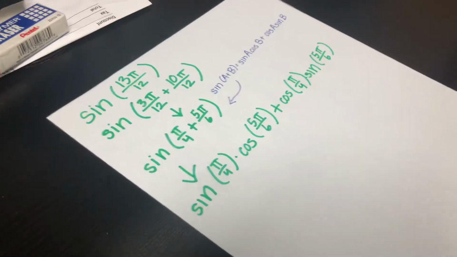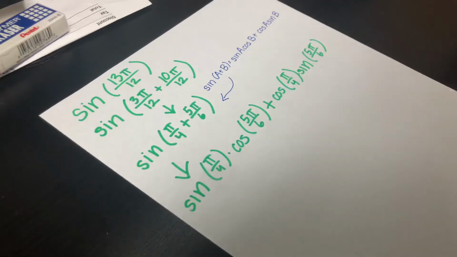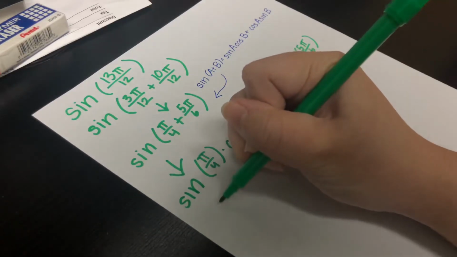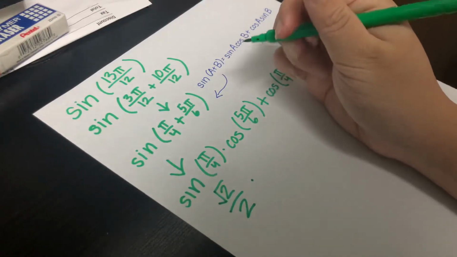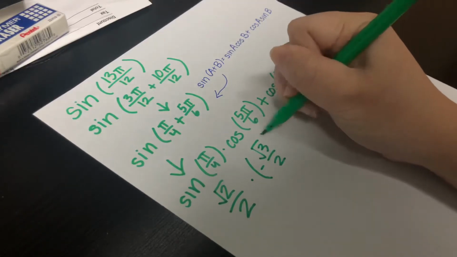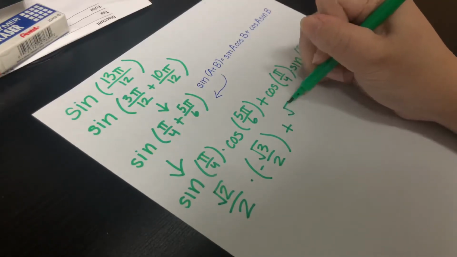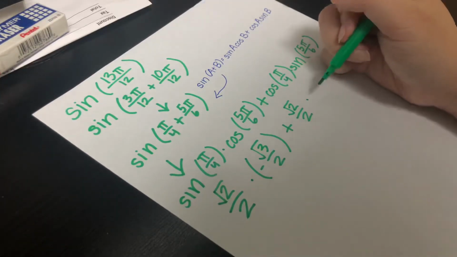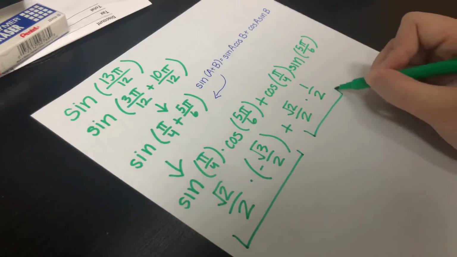And then from this step, we remember that in our unit circle, we also learned what each part of this means. So for this one, sine of π/4 is equal to the square root of 2 over 2, times, we bring this down, the cosine of 5π/6, which is equal to negative square root of 3 over 2. Bring down the plus sign, and then the cosine of π/4 is equal to the square root of 2 over 2. And then we multiply it with the sine of 5π/6, which is 1/2. And then we solve this part first, and then this part, and then we add them together.